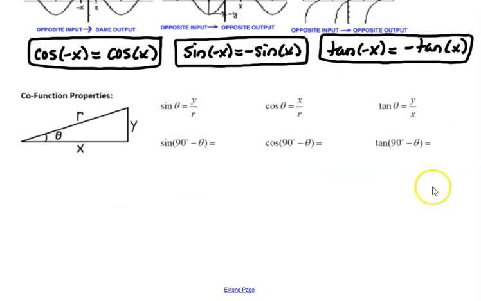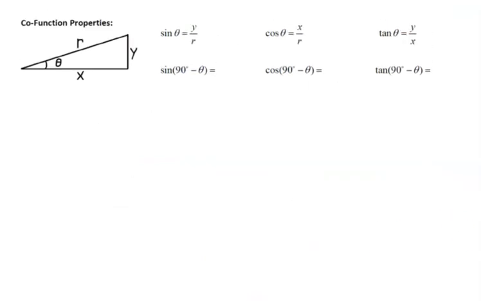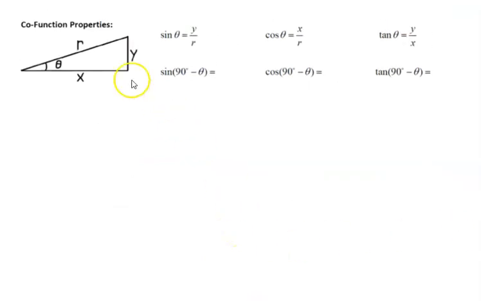Our last group of properties that we're going to talk about in our basic group of properties are the cofunction properties. So recall, once again, we've got our same triangle. Sine of theta is y over r, cosine of theta is x over r, tangent of theta is y over x. But what if we looked at the angle over here? Okay, this is my right angle. So if this is 90 degrees and this is theta, there has to be another 90 degrees in this triangle, so this has to be 90 minus theta.